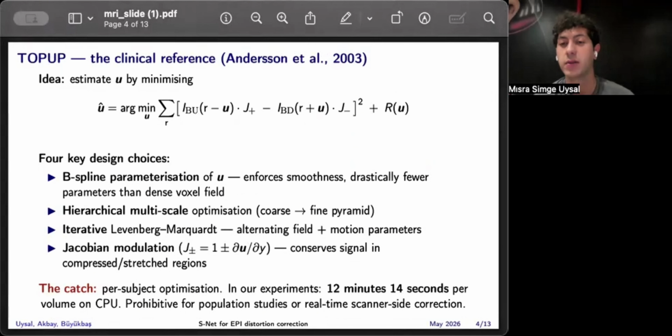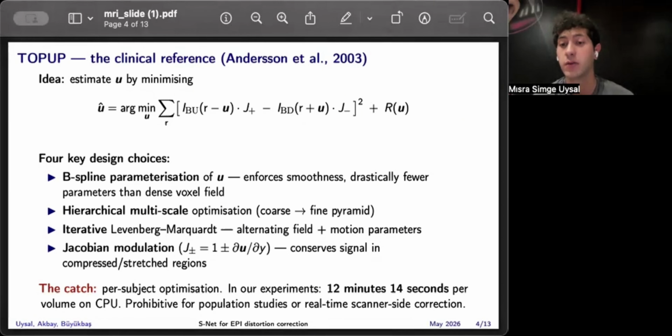First, the field is parameterized as a cubic B-spline, which gives implicit smoothness and far fewer parameters than a dense voxel field. Second, the optimization runs hierarchically on a multi-scale pyramid, coarse to fine. Third, it uses iterative Levenberg-Marquardt with alternating updates for the field and per-volume motion parameters. And fourth, most importantly, the Jacobian term J brightens compressed regions and dims stretched ones, so signal is conserved across the correction. This is the intensity modulation step that SNet will turn out not to have.